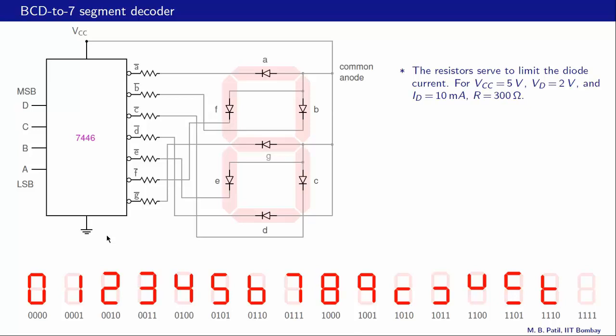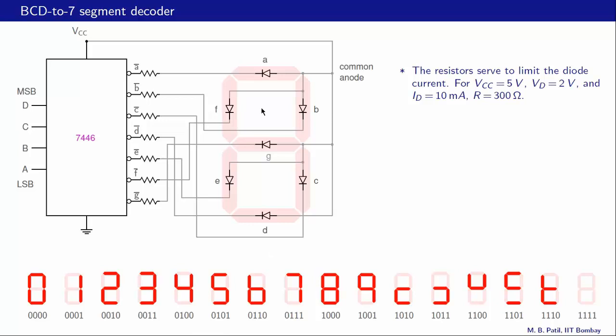Okay, so let us try to understand the functionality of the 7446 decoder now. What is our overall objective? We have a binary number such as 0001, which is a part of a BCD number, and if the number is 0001, for example, then we would like to see this pattern on the 7 segment unit over here. So what that means is that we must have segment B and segment C light up, and all the other segments must be dark.